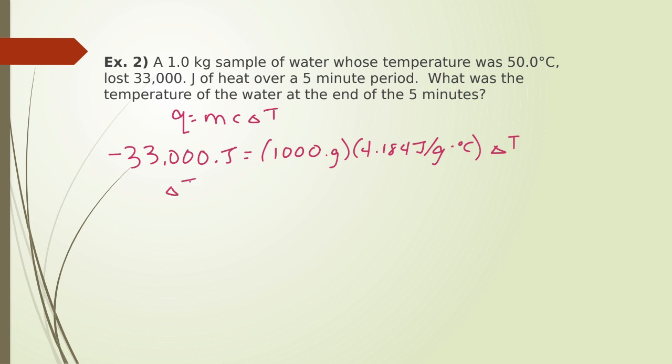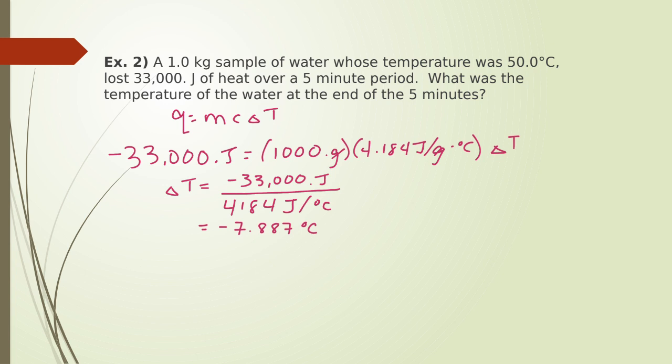So I'm going to rearrange this and I'm going to solve for delta T. I'll end up with negative 33,000 joules in the numerator, I'm going to divide by 1,000 times 4.184, which is 4184. And what cancels out? I end up with joules per degree C because my grams are going to cancel out. When I do this math, I end up with a value of negative 7.887, carry it that far, degrees C. And that's not my final answer because that is just the change in temperature that happened.